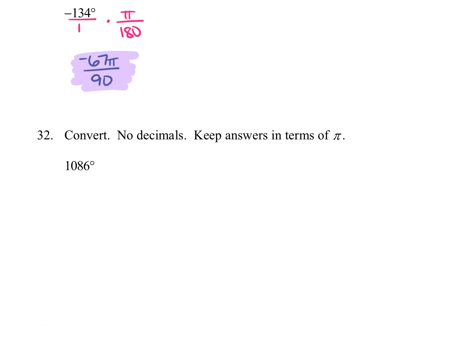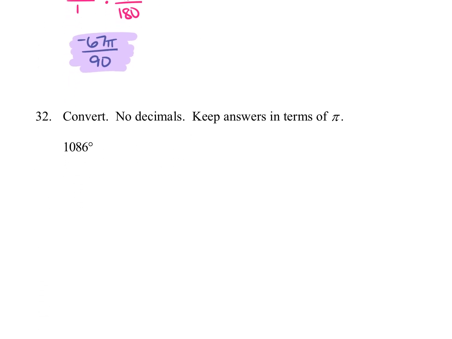For your next one, you're converting 1,086 degrees into radians. This is number 66 from your review. Again, put it over 1, multiply it by pi over 180. This is going to give you the 180 simplifying to be 30 and the 1086 simplifying to be 181. So that's 181 times pi all over 30.